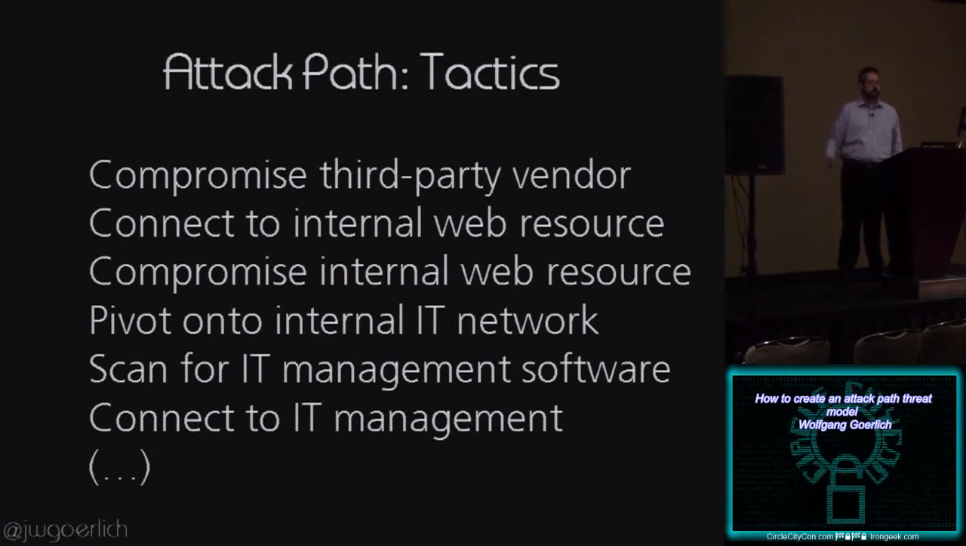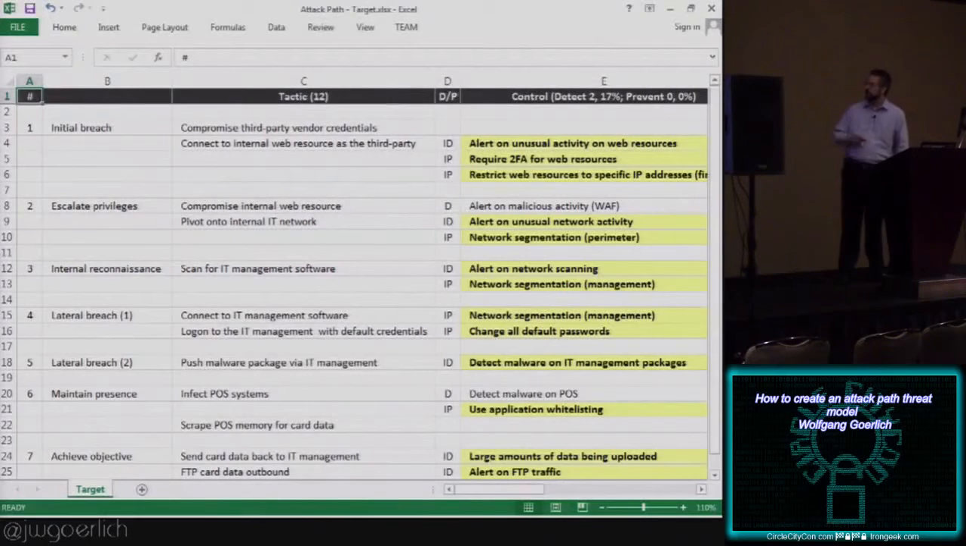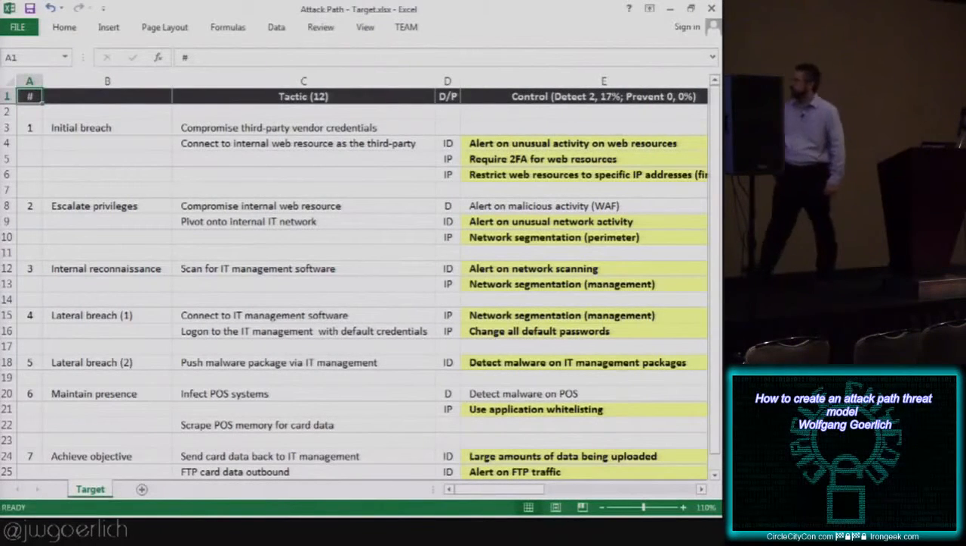Now this model is kind of hard to see, I understand. But you see these highlighted things in yellow; I'm going to talk about them in a minute. This is what I think was the control structure for Target based on what I've read. They were able to detect and alert on malicious activity with a WAF, and they were able to detect the malware in the point-of-sale system. But at every single point down this, they didn't alert on unusual activity, they didn't require 2FA for web resources. At every single point down, they didn't have controls.